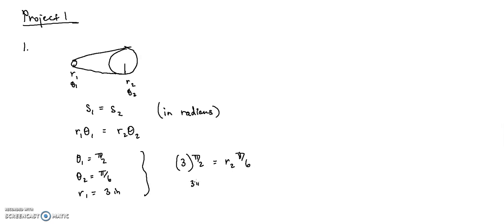So I've got 3 pi over 2. I want to get R2 by itself, so I would multiply by the reciprocal, 6 over pi. And that would give me 18 over 2, which is 9. So my radius 2 is 9.